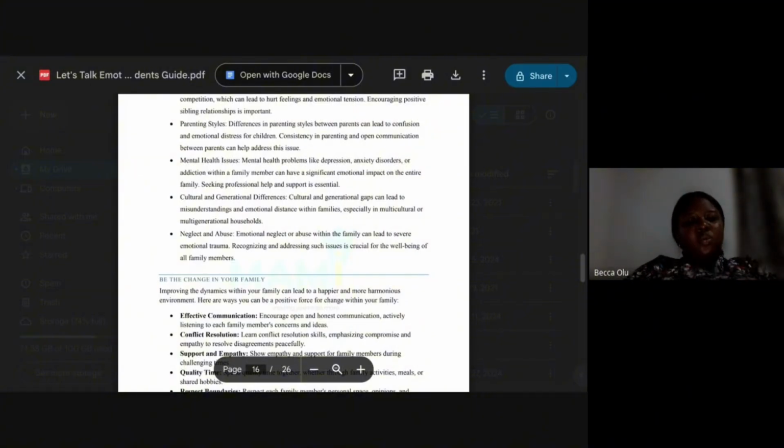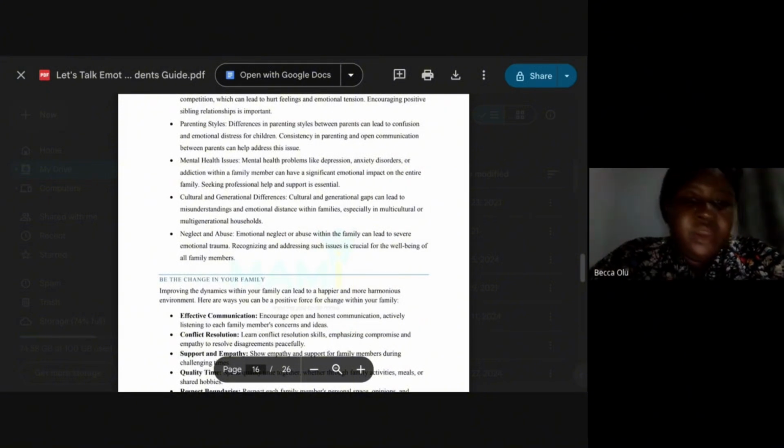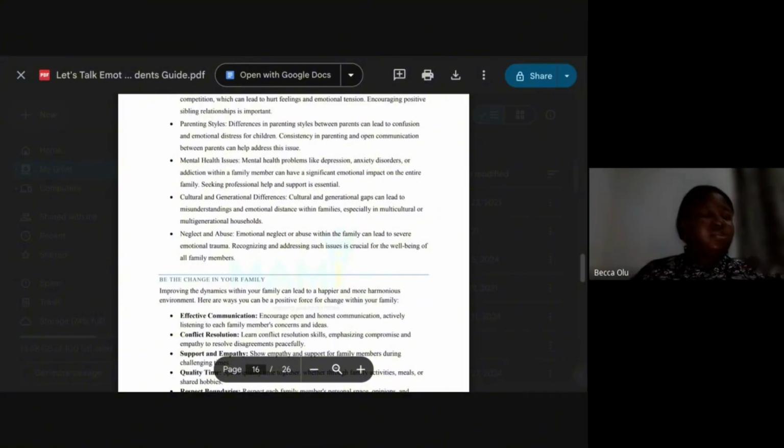Another issue in homes is neglect and abuse. Emotional neglect or abuse within the family can lead to severe emotional trauma. Recognizing and addressing such issues is crucial for the well-being of all family members. A lot of times kids or teenagers are left to do things themselves. You cook for yourself, you go to school by yourself. Some parents are very abusive, beating their kids unnecessarily.